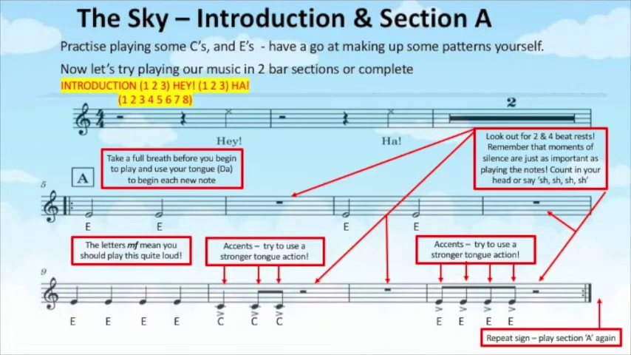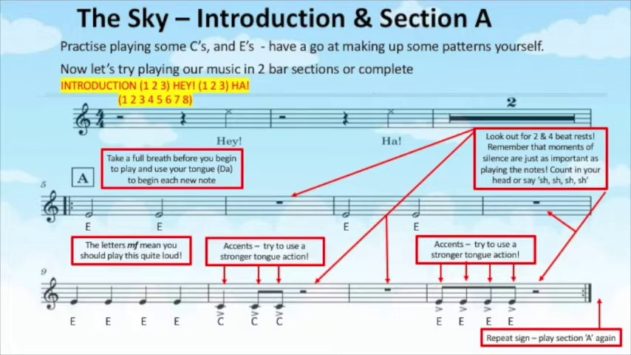Also, under some of the notes near the end of the third line, you'll see some little arrows. These are called accents, where we try to use a stronger tongue action. Finally, look out for the 2 beat rests, which are arrowed in the music. And remember that the silence is just as important. So we need to count 3, 4, or sh, sh in our heads before we come in on the next note of the next bar.